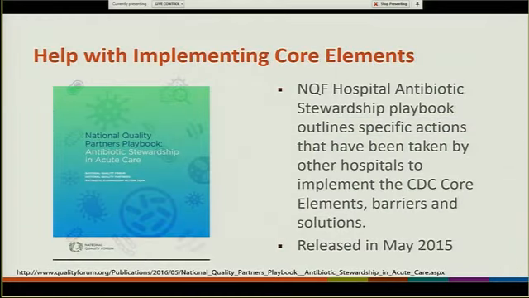For facilities that need help with implementing core elements or potentially having more robust core elements, a great resource is the NQF Hospital Antibiotic Stewardship Playbook. It outlines specific actions that have been taken by other hospitals to implement the CDC core elements, and it also addresses barriers and solutions. This was released in May 2015. Next slide.